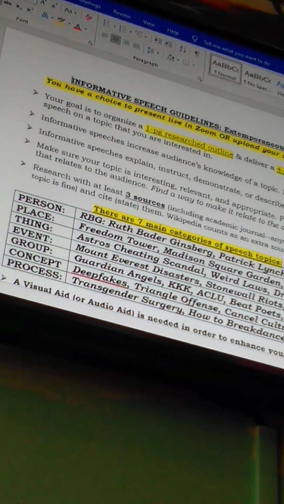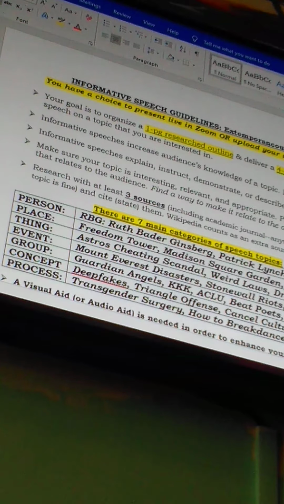You're going to research with at least 3 sources, including an academic journal. My guess is some of you have done it already, and for some of you, it will be new. I'm going to put up another recording on Blackboard that goes through the steps in the library of how to find an academic journal. Academic journals are written by scholars in the discipline, and I want you to know how to use one. So even if it's loosely related to your topic, that's absolutely fine. And you'll cite them in the speech. I'm not against Wikipedia, just know that it counts as an extra source, not one of the 3.